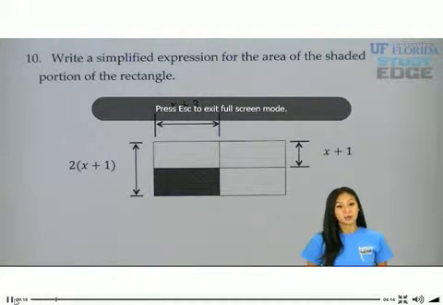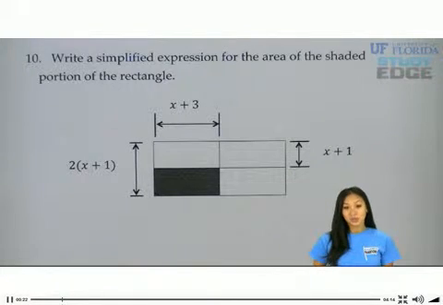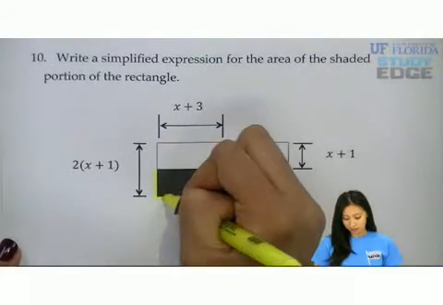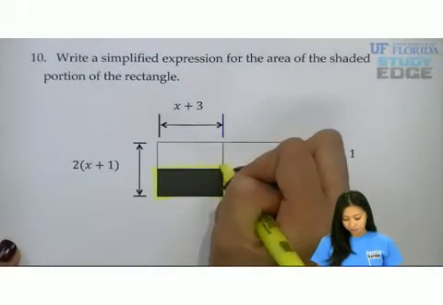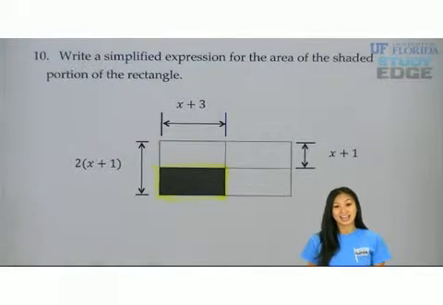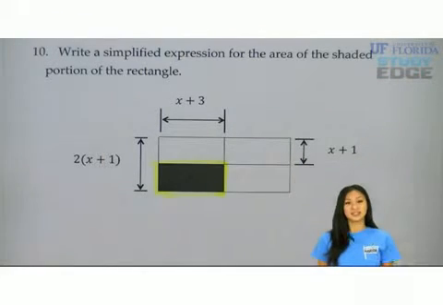Write a simplified expression for the area of the shaded portion of the rectangle. So it wants to know the area of this rectangle right here. Okay. And at first, if you look at it, it might get overwhelming because you're like, oh, what are all these lines and all this stuff? All right, take a step back, it's okay.